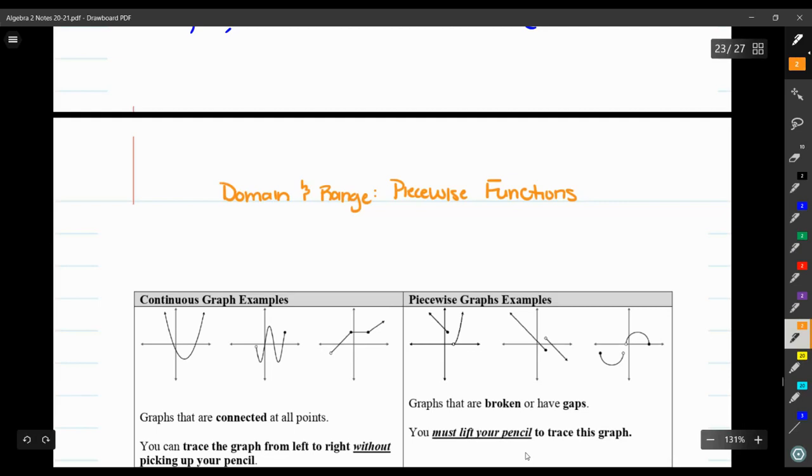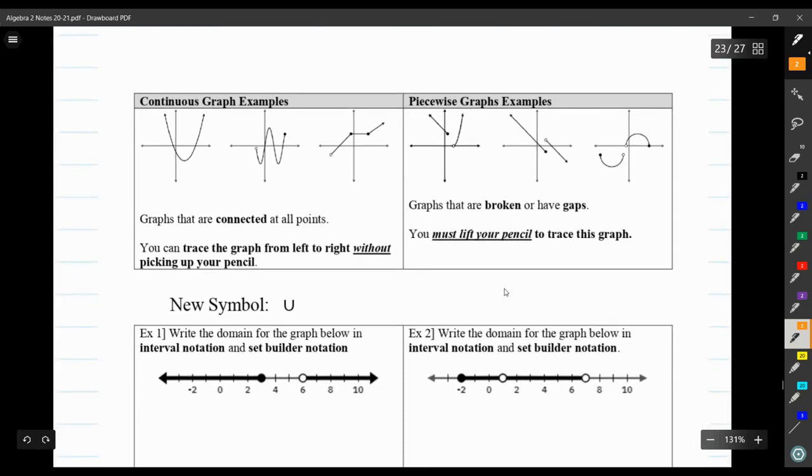Domain and range of piecewise functions. So let's talk about what a piecewise function is. There are basically two types of graphs: continuous and discontinuous. Continuous graphs are ones that are all connected.